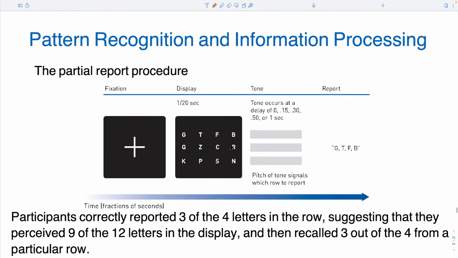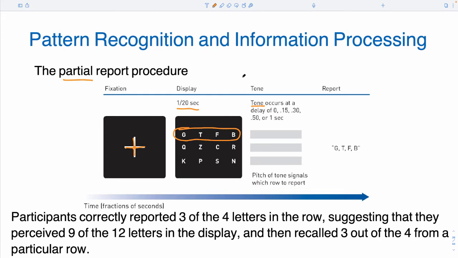So Sperling developed what's called the partial report procedure, where they're shown many letters. Here we can see that they're shown 12 letters, again, for a very brief amount of time. They look at the fixation cross, just to bring their gaze to the middle of the screen. This is flashed on the screen for a very brief period of time, and then they hear a tone, like a beep. That beep could be a very low tone, a middle tone, or a very high tone. If it was the highest tone, they were supposed to try and report the letters in the very top row. Notice the beep comes after they see the letters.